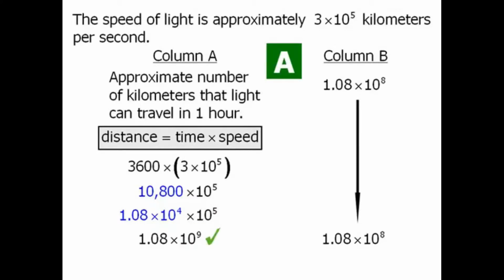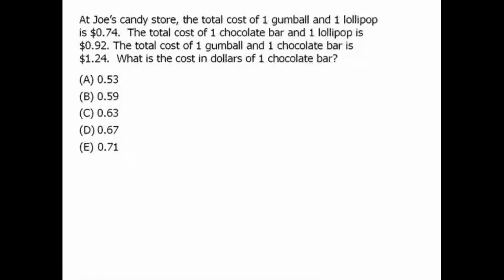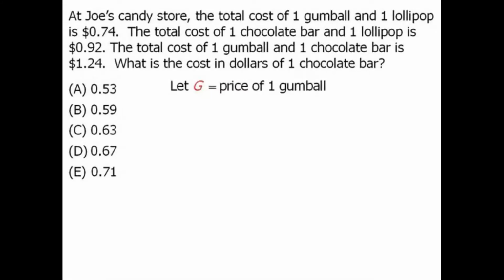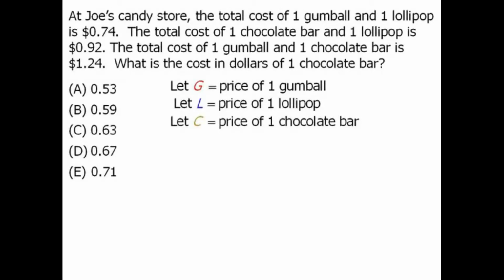All right, to begin, let's let G equal the price of 1 gumball, L will equal the price of 1 lollipop, and C will equal the price of 1 chocolate bar. So our goal here is to find the value of C. Now the question tells us that the total cost of 1 gumball and 1 lollipop is $0.74. In other words, the total cost is 74 cents. So let's use cents rather than dollars here.